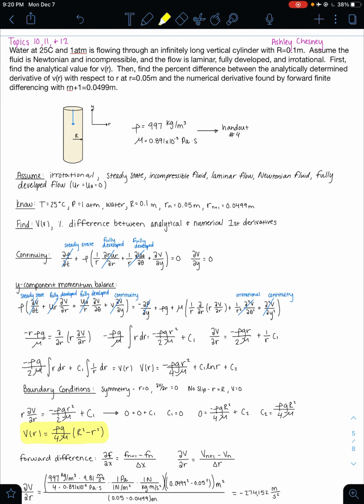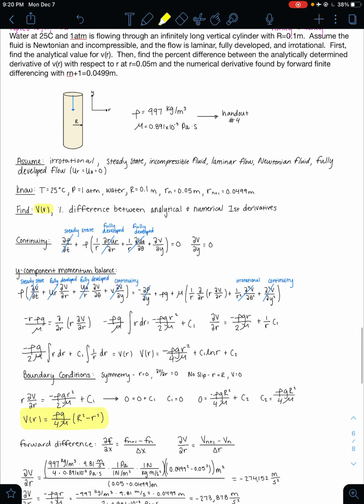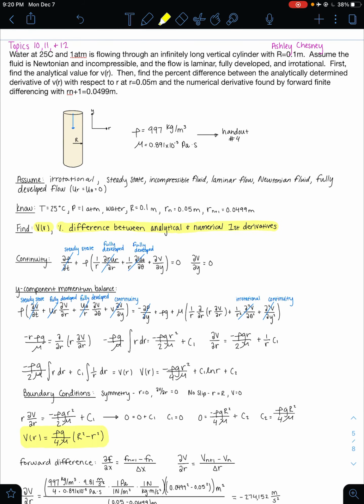For topics 10, 11, and 12, which is all of the Navier-Stokes topics, we used a system of water flowing through an infinitely long vertical cylinder in order to solve for the velocity profile, and then when using numerical methods, the percent difference between the derivative found analytically and then the first derivative numerically using the forward difference formula. To calculate this, we needed to know the density of water and the viscosity of water at 25 degrees Celsius, which was found in handout 4.